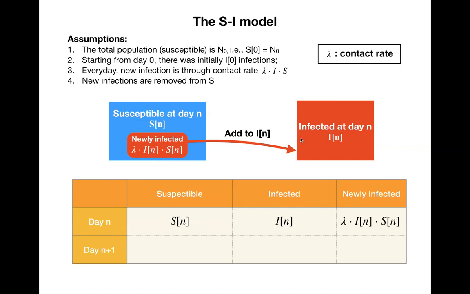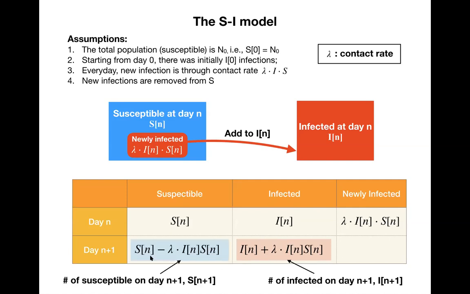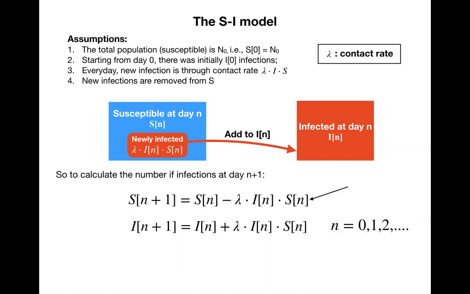So now based on this relation, what's the change of I_n? Which is very straightforward. You just add to I_n the newly infected, which is lambda times I times S. The susceptible is also easy to calculate, because these new people become infected and they're removed from susceptible. And this is the equation for the susceptible, right? So based on this relation, we can get a set of recursive relations for both S_n and I_n.